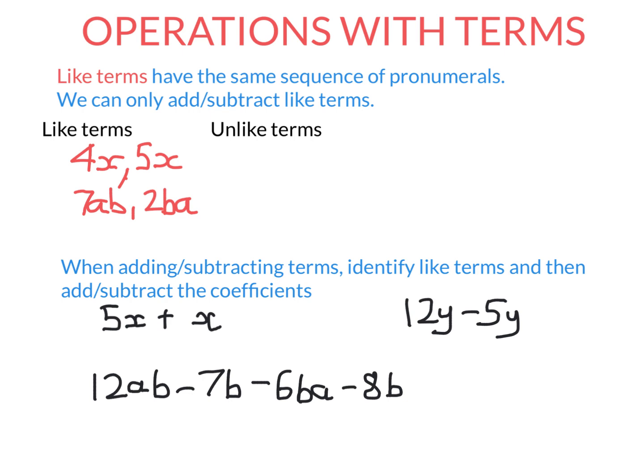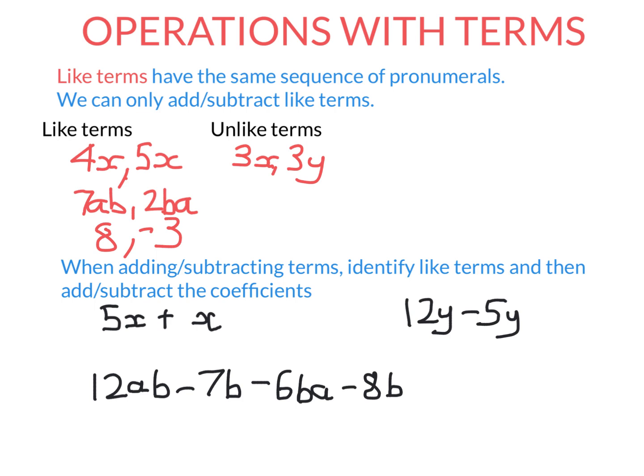Also note that numbers that have no pronumerals, so we call them constant terms, they are also like terms. So for example, 8 and -3 are like terms. On the other hand, something like 3x and 3y are unlike terms. They're not like terms because they have different pronumerals.